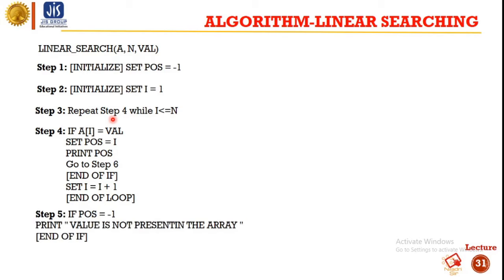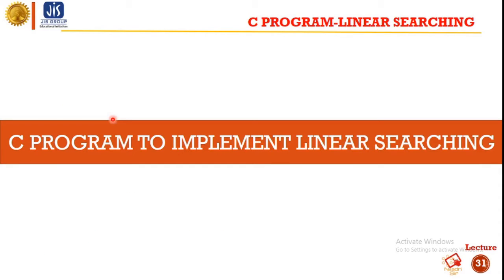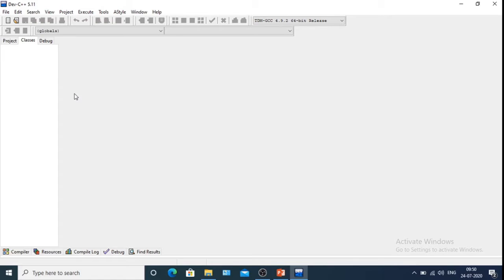And in step 5, if the position is -1, that means there is no element in the list. And step 6 is the exit loop. So now let's do the C program of linear searching. We'll write the C program of linear searching.